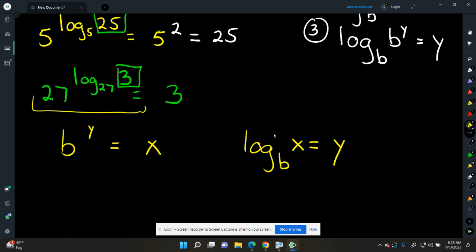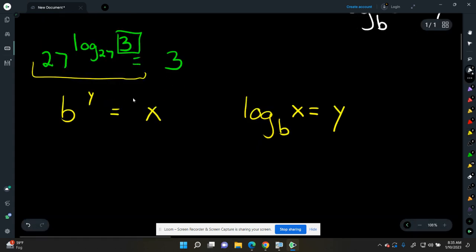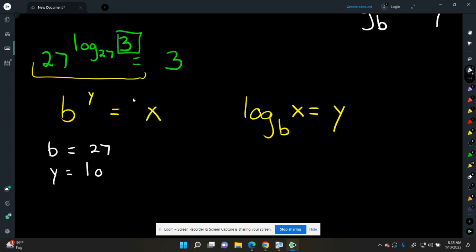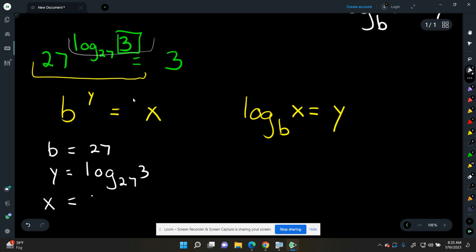Sometimes I switch my x and y, so I'm just double checking that I'm using the same notation. Okay, well, let's look at what we have. In this example that we just did, what does b equal? 27. What does y equal? Nope, b to the y. So this part right here, this is my y. Okay, so that would be log base 27 of 3. That's my y. What does x equal? 3. Okay, now let's take this information and plug it in up there.